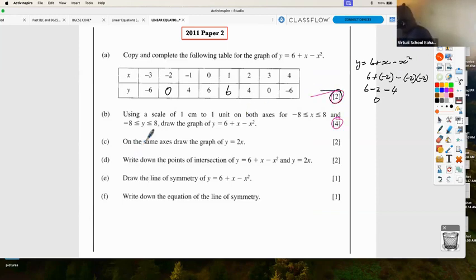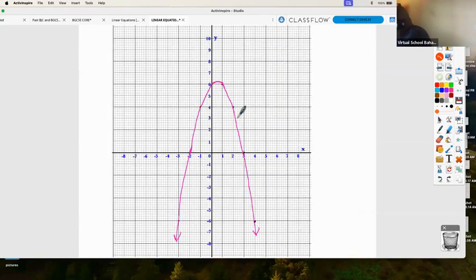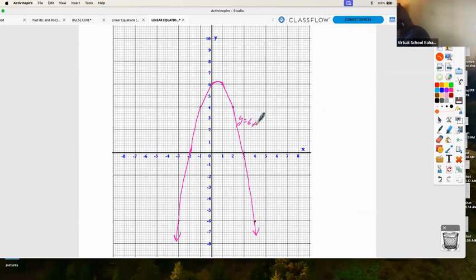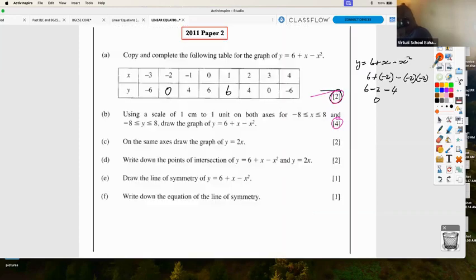Let us label it. This is our y equals 6 plus x minus x squared. The next one says, pardon me? I have a question. Go right ahead.